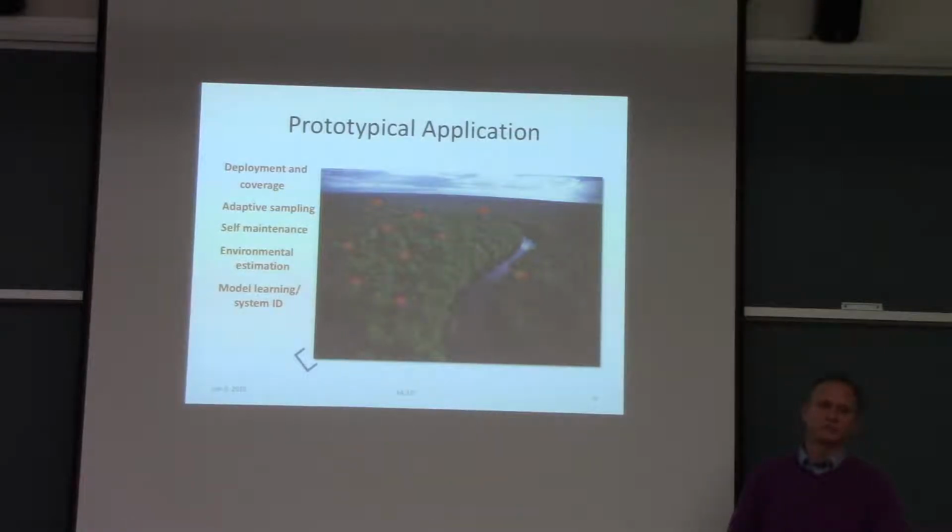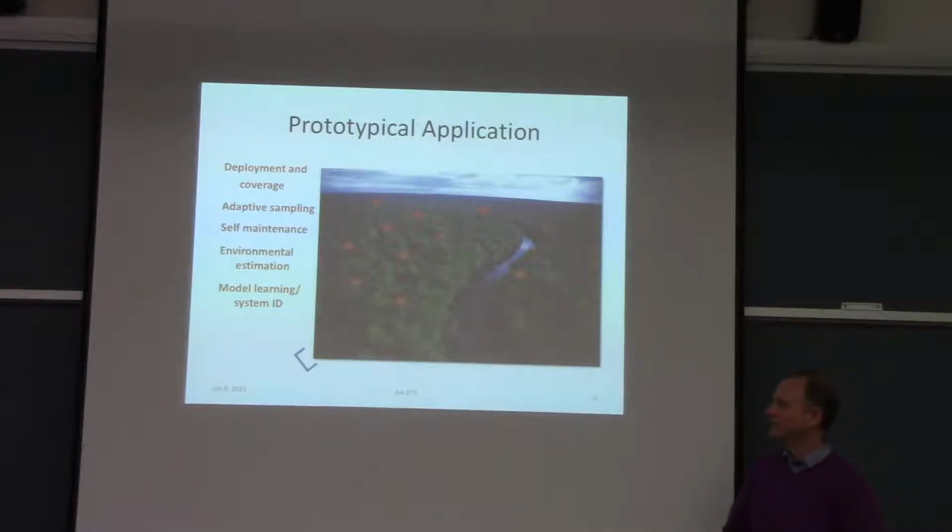Model learning and system ID is very much related to estimation, but a bit more longitudinal, more related to machine learning. So perhaps they're in there taking data in the forest for a very long time, and we want to learn maybe a dynamical model of the evolution of forest fire risk as a function of time over the seasons. That would be a system identification or model learning problem.